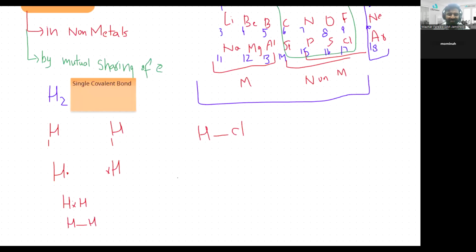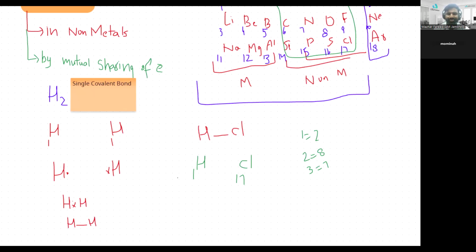You know, the atomic number of hydrogen is 1. So there will be 1 electron in the valence shell. And the atomic number of chlorine is 17. So in the first shell there will be 2 electrons, in the second shell there will be 8 electrons, and in the third shell there will be 7 electrons. So hydrogen has 1 electron. It needs only 1 electron to become stable.